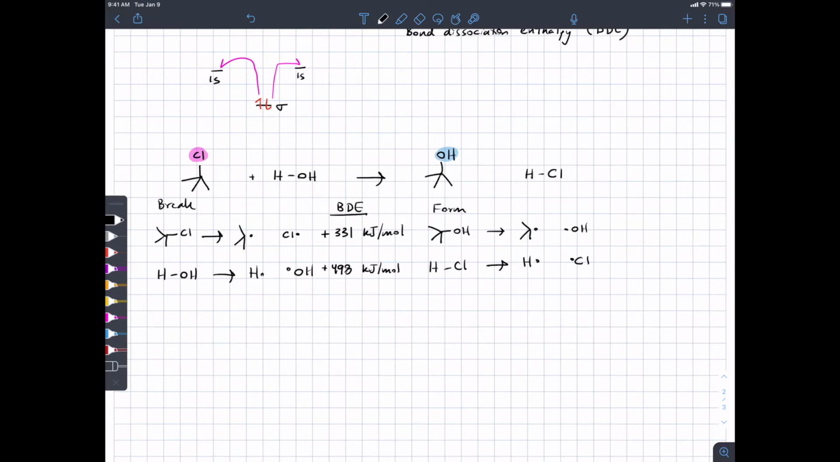The bonds that we form, the bond dissociation enthalpy for an oxygen-hydrogen bond is plus 401 kilojoules per mole. And then the bond dissociation enthalpy for the hydrogen-chlorine bond is plus 431 kilojoules per mole. Okay?